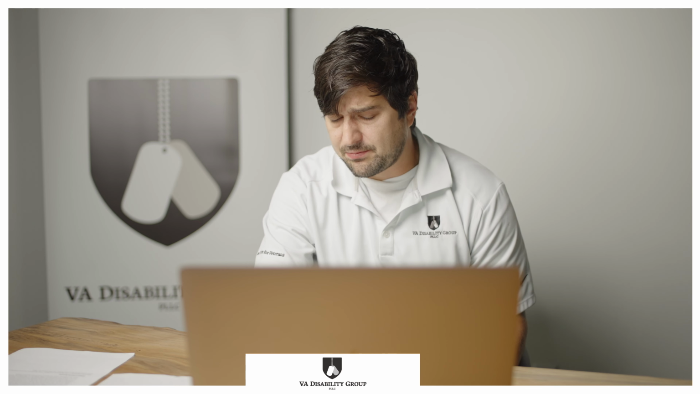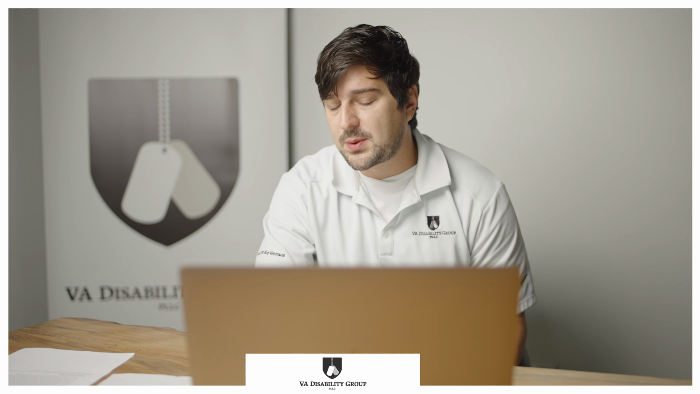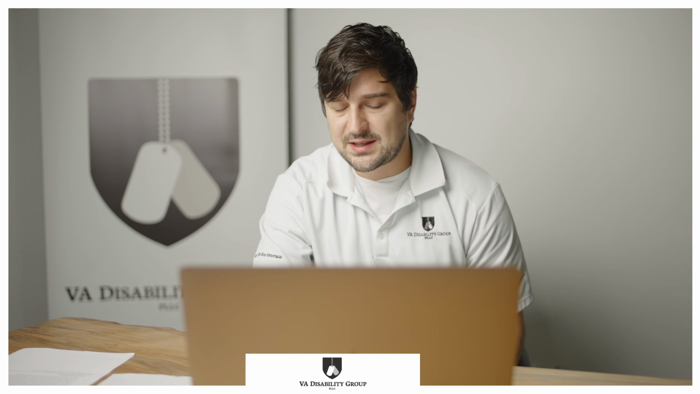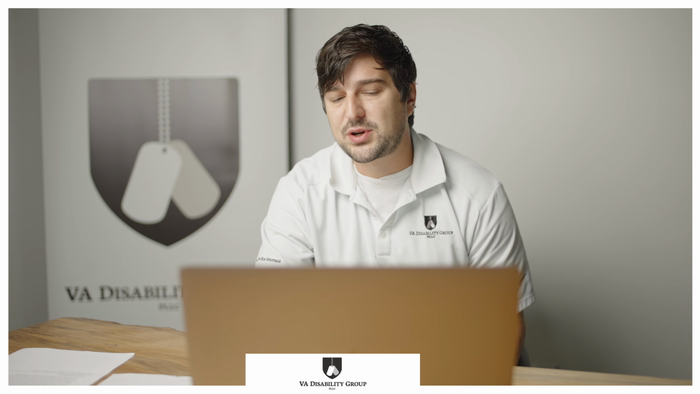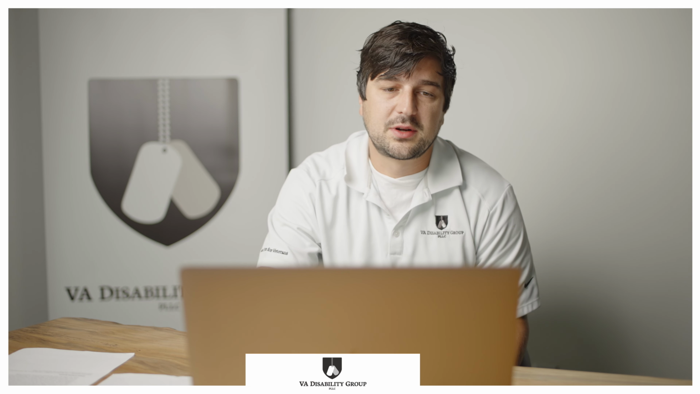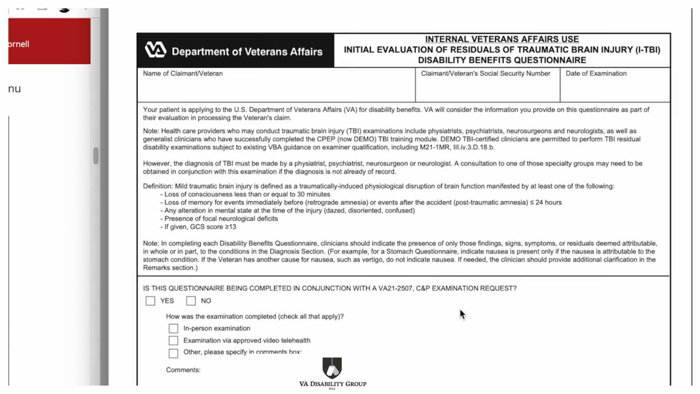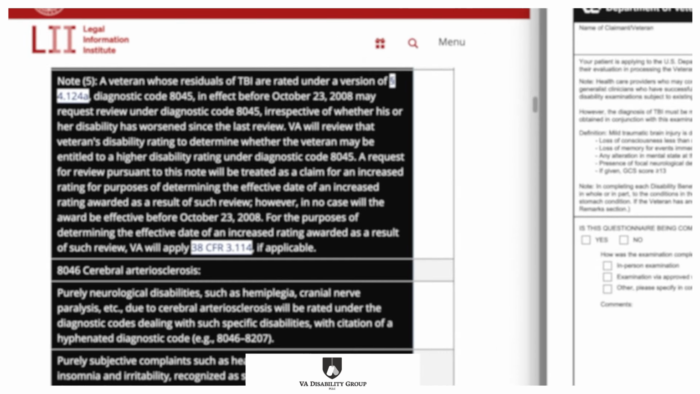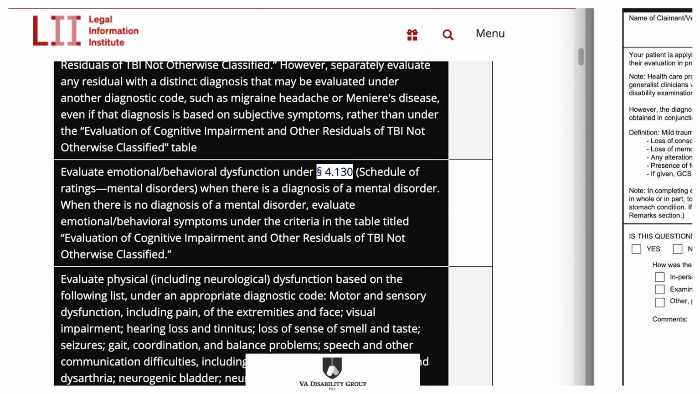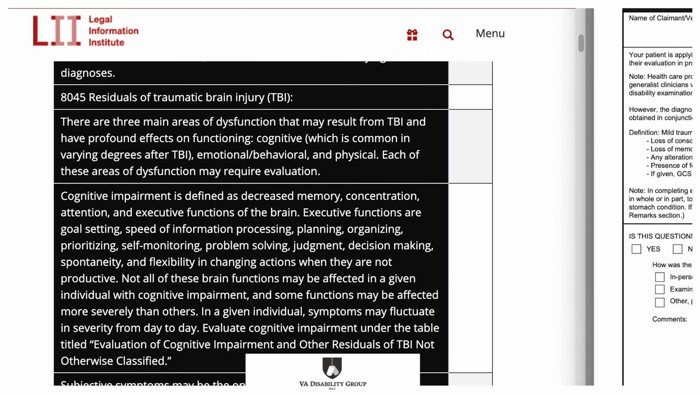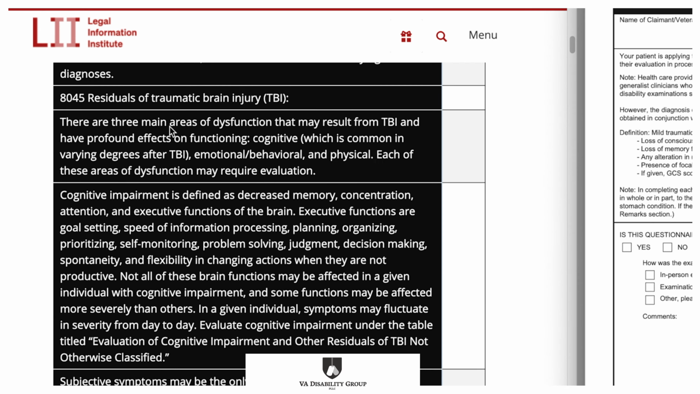To make this clearer, I'm going to pull up the DBQ beside this. I'm going to show you exactly what the examiner is going to check off right beside the regulation. On the right side of the screen, you're going to see the TBI DBQ, the Disability Benefits Questionnaire. This is what the examiner uses to evaluate your TBI. And on the left side of the screen, I'm going to scroll back up. You're going to see the residuals of traumatic brain injury regulation.